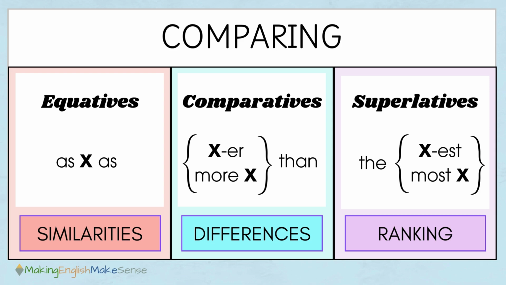Today we looked at 3 constructions commonly used to compare things in English and reviewed their differences. I hope this video helps you avoid some of the common mistakes people make when confusing equatives, comparatives, and superlatives.